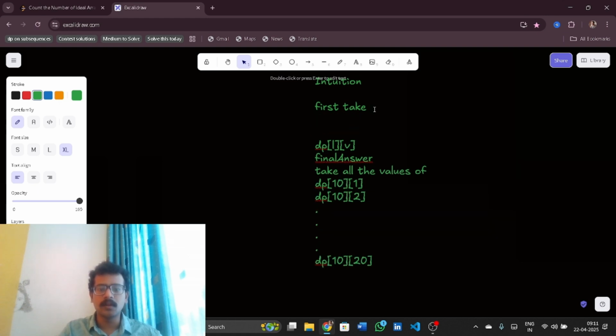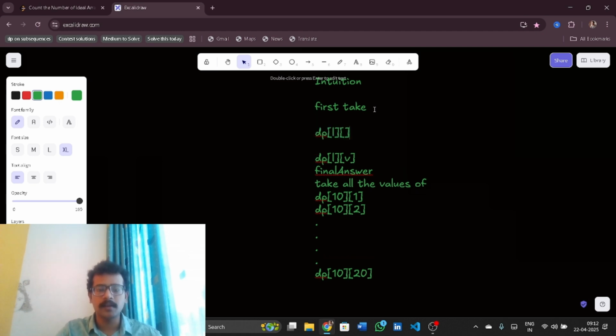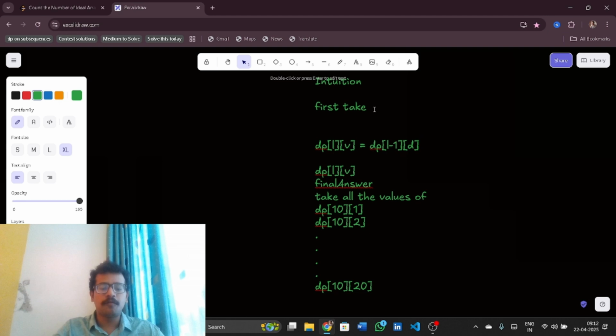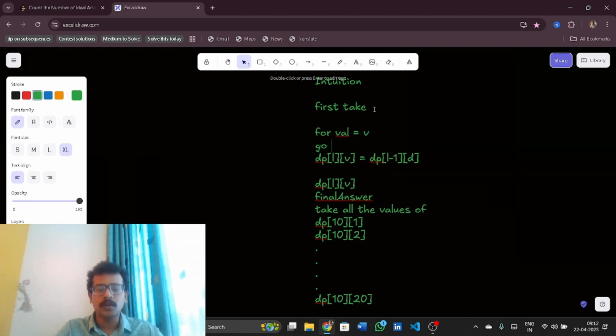Now first thing, dp of L value will be dp of L minus 1. So divisor, this is the factor D. So for value equal to V, go to every D where D is nothing but a factor, right? Go to every D, and dp of L minus 1 and D should be added.